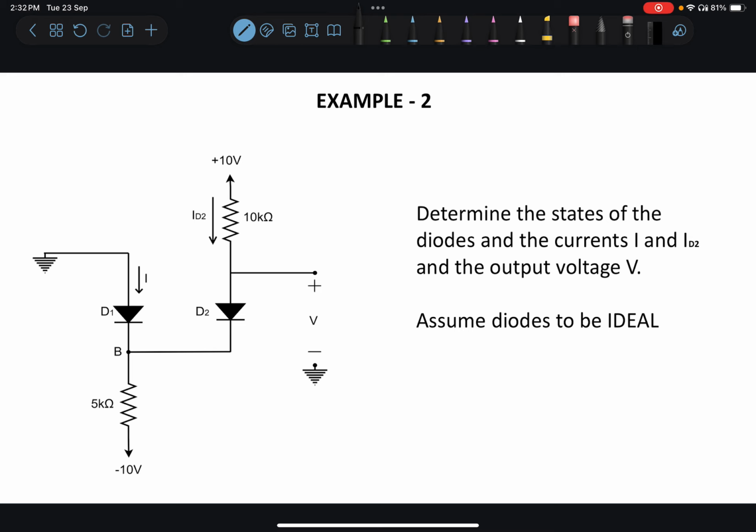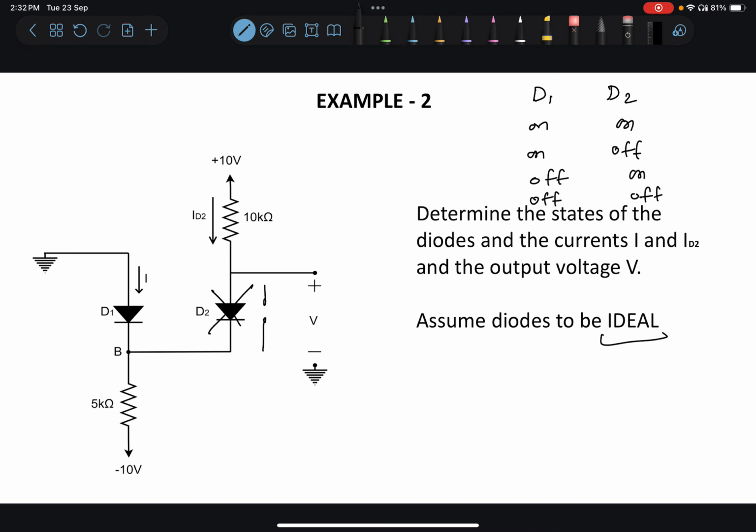So since we have two diodes, there are four possible regions of operation for these two diodes: when both of them are on, when only D1 is on, when only D2 is on, and when both of them are off. So let's say we assume that D2 is off. This is an open circuit because the diode is off and we are given that the diodes are ideal.